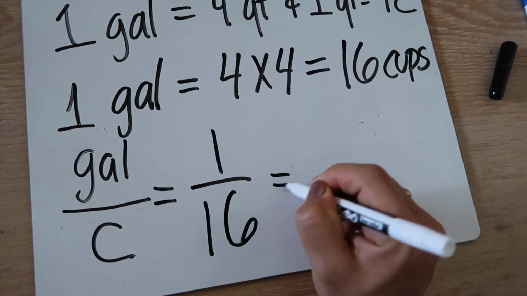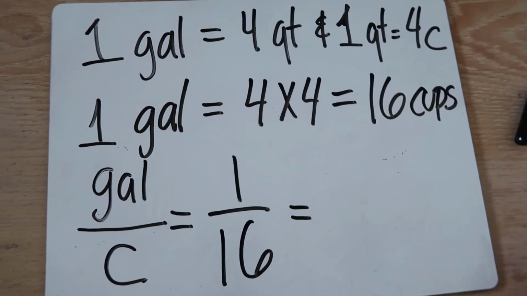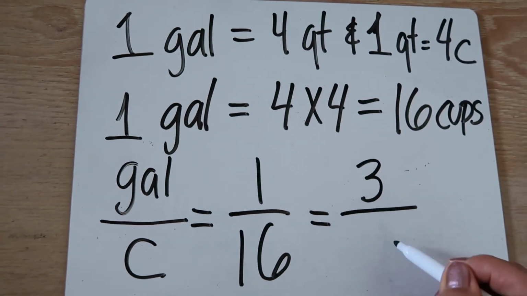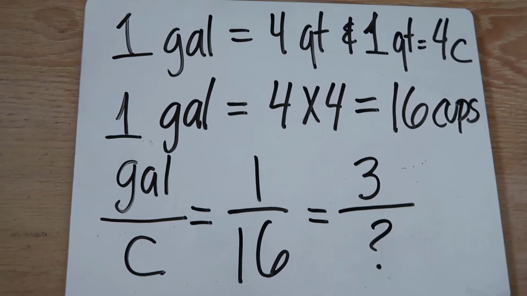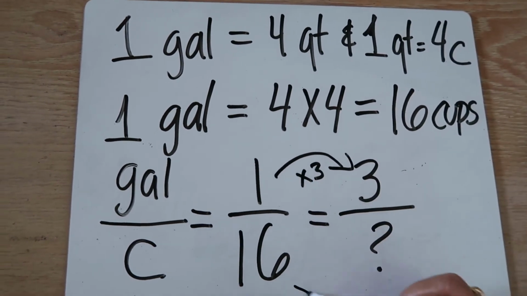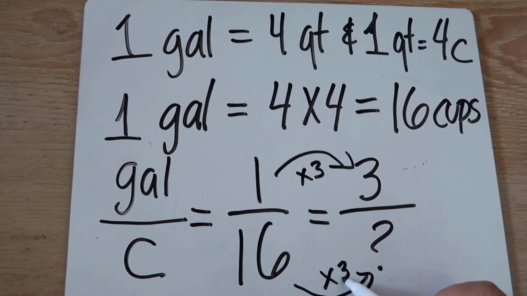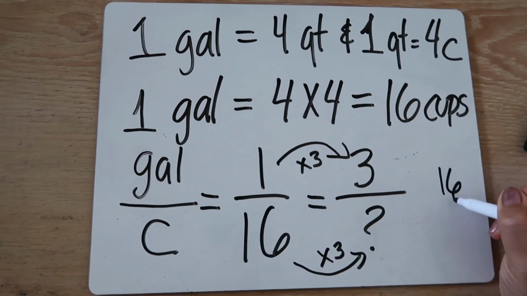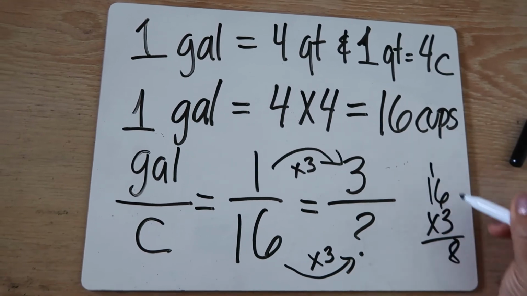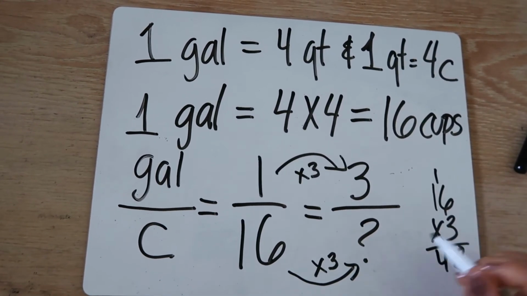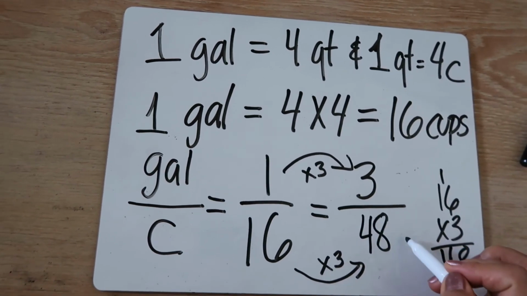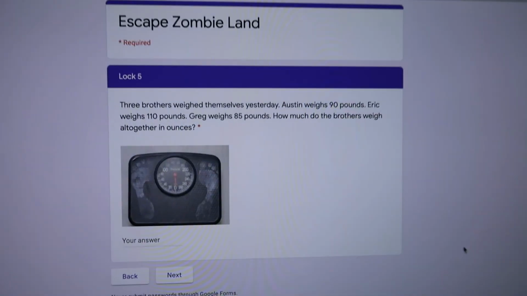And we're trying to find out how many cups in 3 gallons. So we're going to write 3 in the numerator. And the missing number will be the denominator. Well, what's that factor? 1 times 3 is 3, and 16 times 3 equals, you can always do it on the side, 16 times 3. 6 times 3 is 18. 8, carry 1. 3 times 1 is 3 plus 1 is 4. 48 cups. So in 3 gallons, there are 48 cups. That's our final answer.